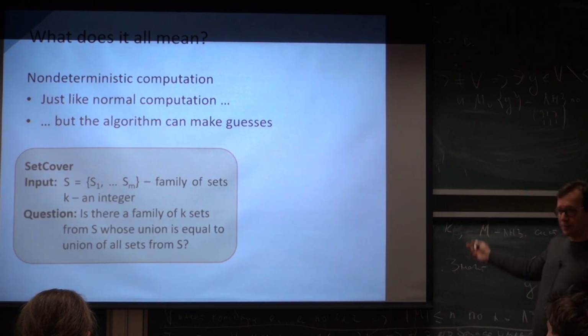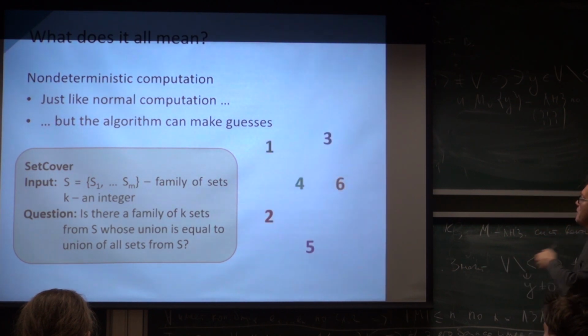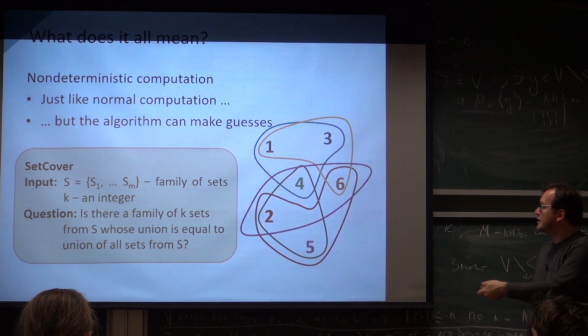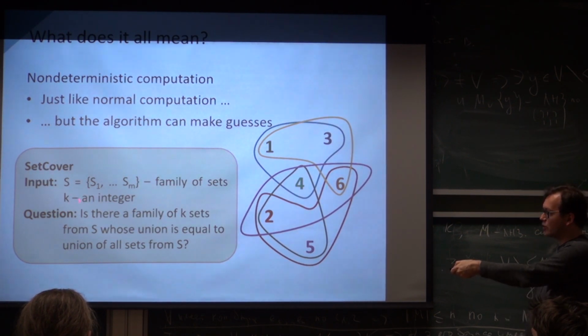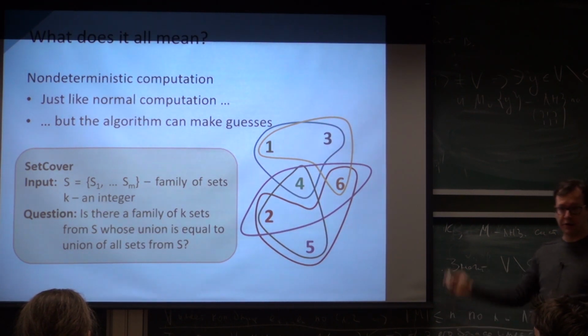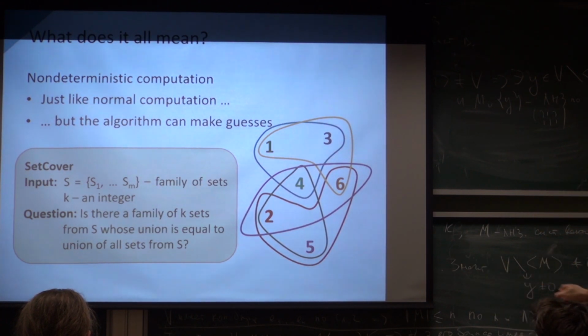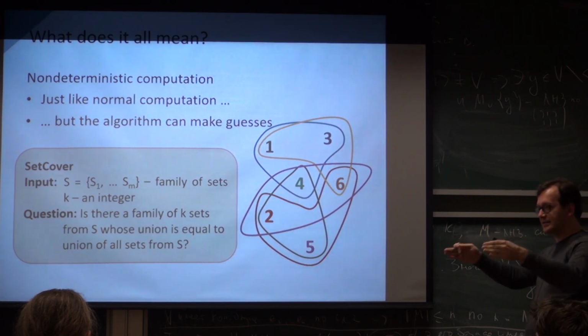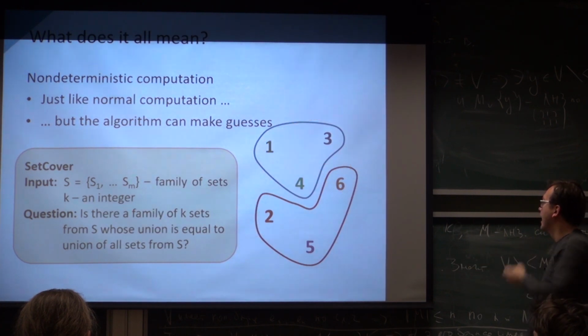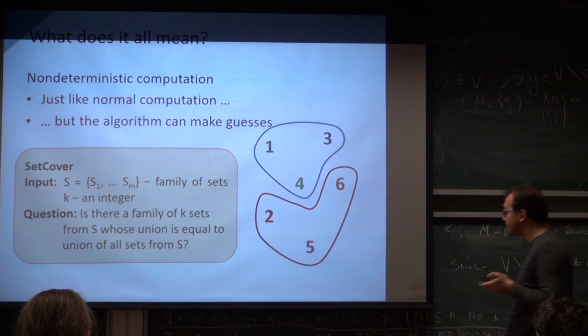Another example of a problem from NP is set cover. Here you're given some items, like here numbers 1, 2, 3, 4, 5, 6. You're given some sets. And the question is: is there a family of K sets from S whose union is equal to the union of all sets from S? K is also part of the input. So if K is equal to 2, your algorithm can non-deterministically guess, for each set, is this set in or not? So for example, for the blue, you would say yes. For the yellow, you would say no. And maybe for the red, you would say yes. And then you verify that there is an answer.